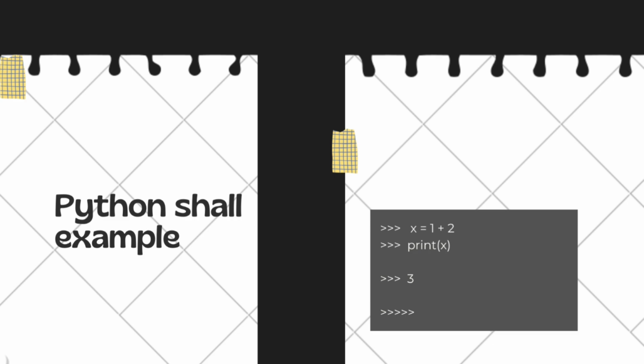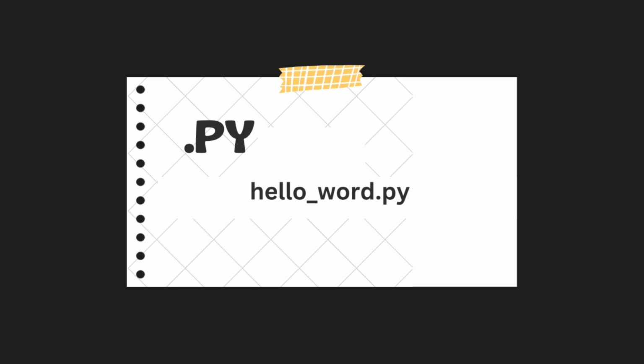Let's explore the second main way to run Python programs, which is running a Python file directly from the command line or terminal. Note that any file with the file extension .py is a Python file. A Python file can be run with the following command. For example, type python, then a space, and then type the file name with the .py extension.